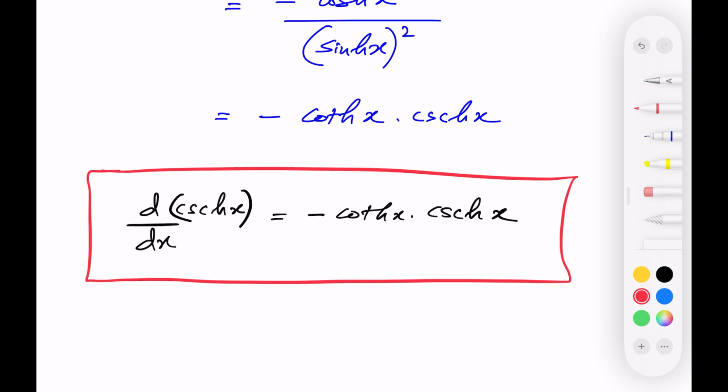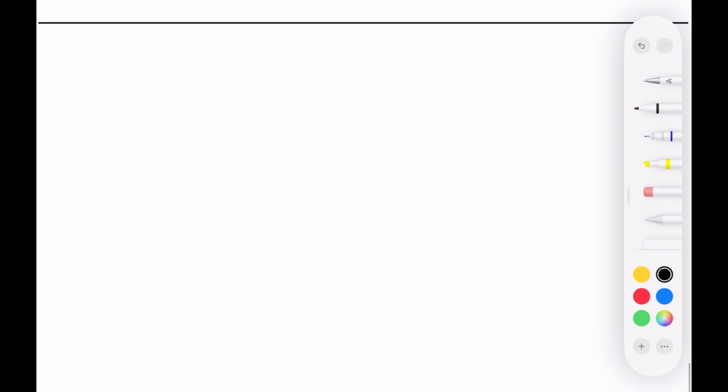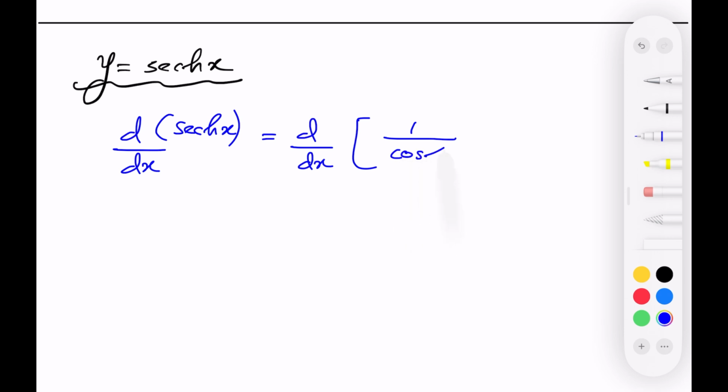The first reciprocal hyperbolic function has a negative derivative. Remember that. Next, we will look at the second reciprocal hyperbolic function. So the next reciprocal hyperbolic function is y equals sech x, which is hyperbolic secant x. I need to differentiate this function, d by dx, sech x. I'm going to write down this function as d by dx 1 over cosh x, 1 over hyperbolic cosine x.